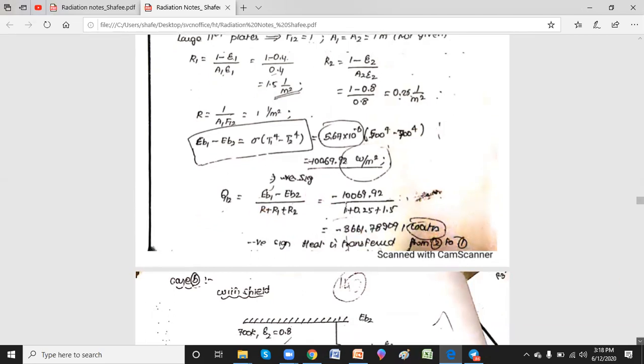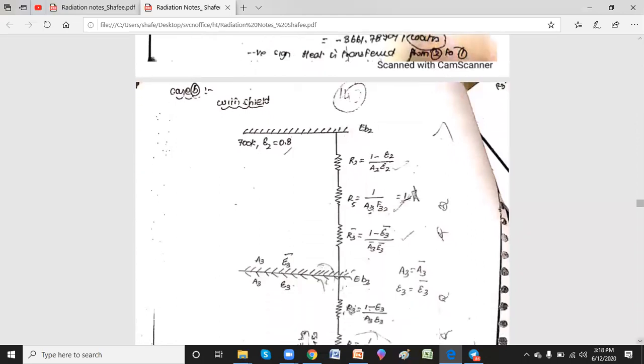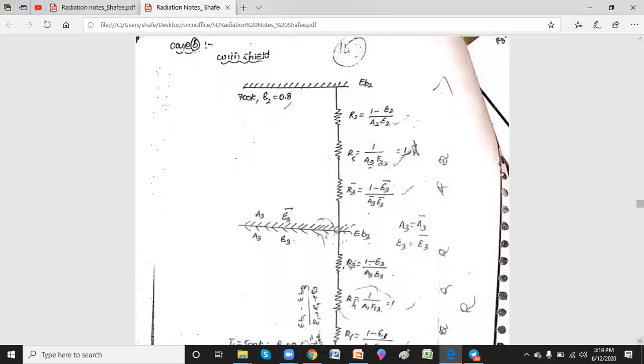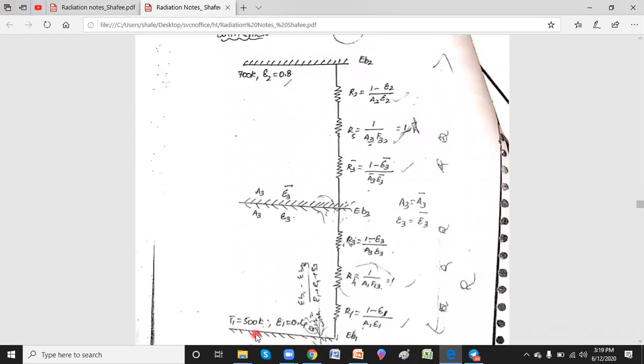Now the procedure if I have a shield. Draw this diagram. Just now we discussed with shield, same procedure. So first one, second one, but you have to add one more shield with A3 and epsilon 3 on this side, epsilon 3 bar on this side. Both epsilon 3 and epsilon 3 bar are the same, given as around 0.04. That's the emissivity of that shield. And obviously A1, A2, A3 or A3 bar, all the areas are the same, that is 1 meter square.